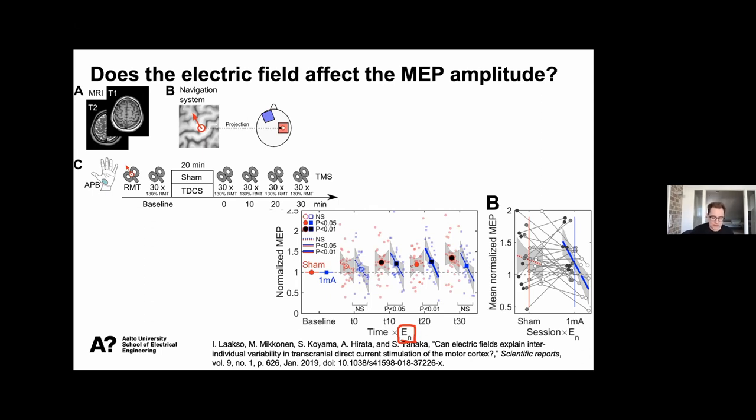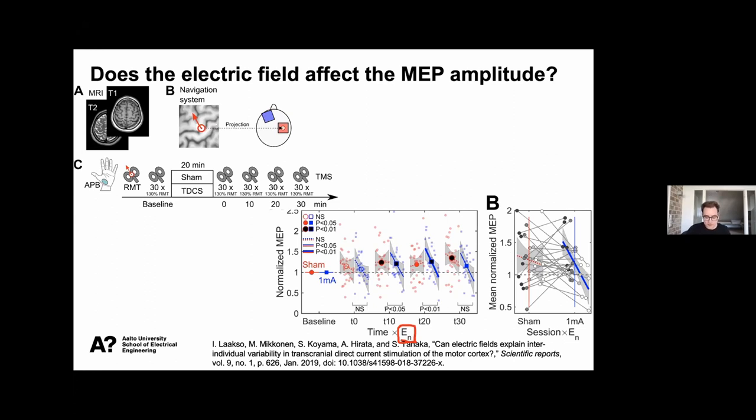We found that the dependency of the MEP amplitude on the electric field seemed to be negative. So the higher electric fields you had in the participant, the lower were the normalized MEPs. So there is a negative effect. For sham, obviously there is no effect of the electric field because there was no electric field actually existing.